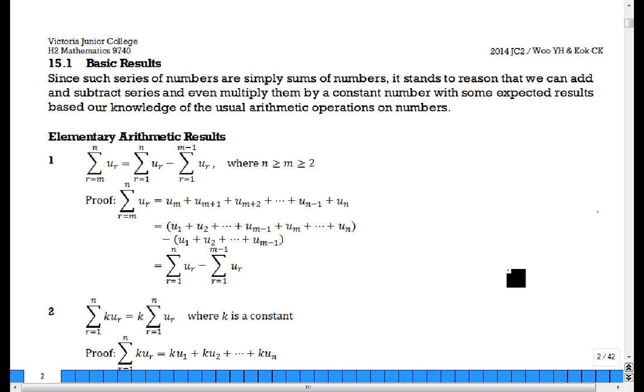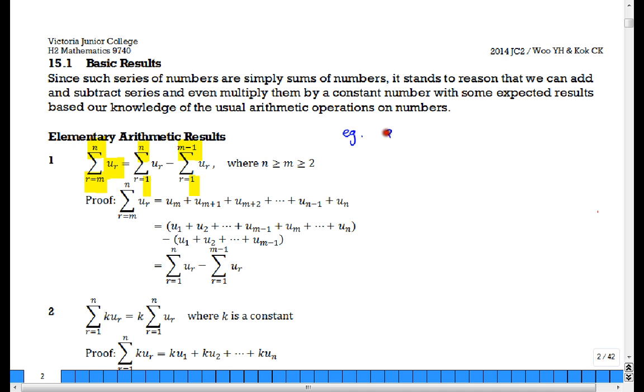What do I mean? Now, if I want to sum from M to N of u_r, can I instead start from r equals 1 to N, minus away the sum from r equals 1 to M minus 1? You hear it like that, very hard to see, right? I give example, it's a lot easier.